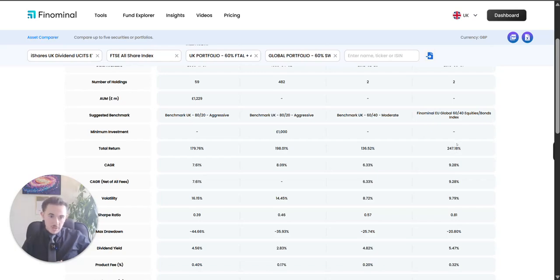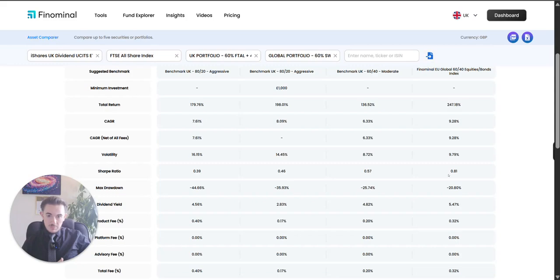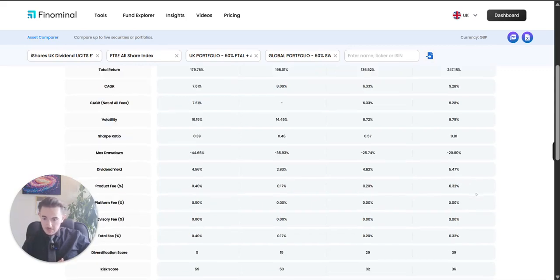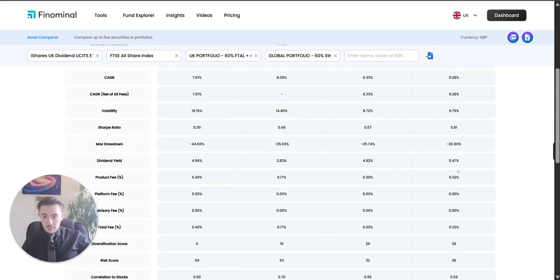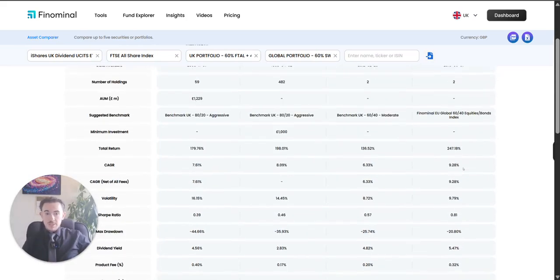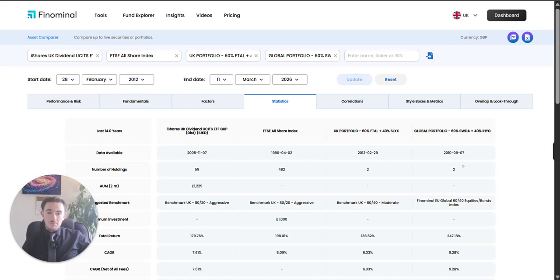So we can see a higher total return, 247.18%, higher CAGR, 9.28%. We've also seen a higher Sharpe ratio, 0.81, and also the lowest max drawdown at -20.8%. And if we look at dividend yield, the highest dividend yield as well at 5.47%. And again, these are created from just two simple funds, and also much more diversified. Obviously, iShares UK Dividends is 100% in equities, is what I would note.